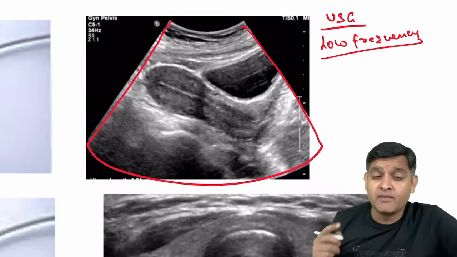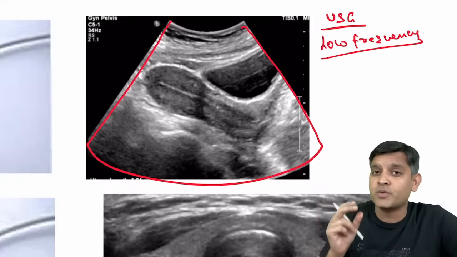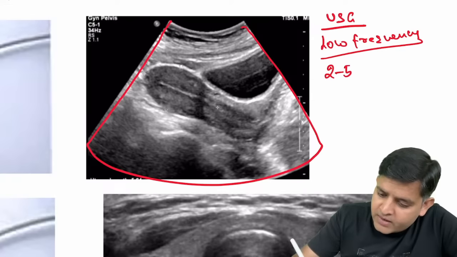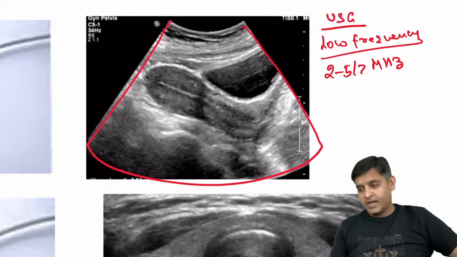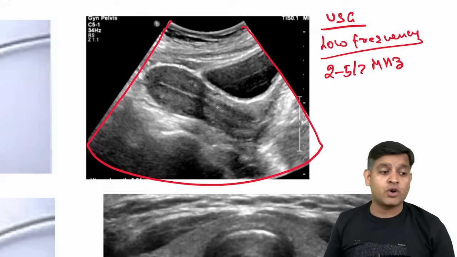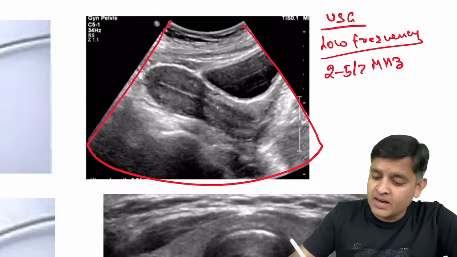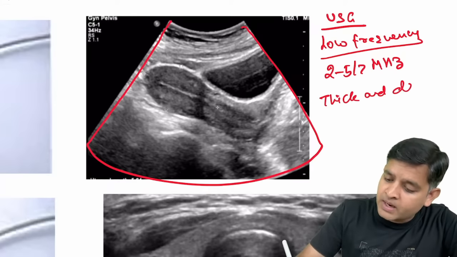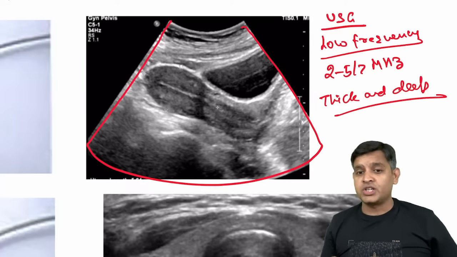Now quickly tell me, what is the range of the frequency in the low frequency probe? 2.25 or 2.27 megahertz. It is done for thick and deep body parts. It is done to see thick and deep body structures.